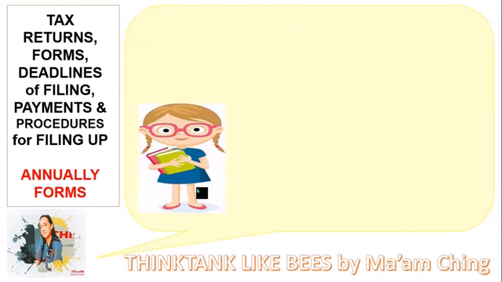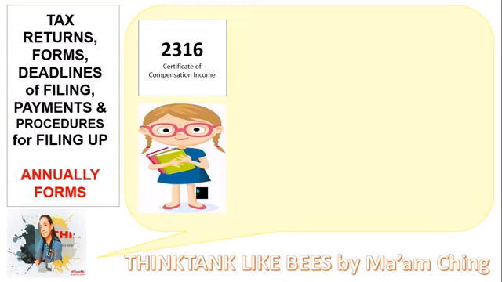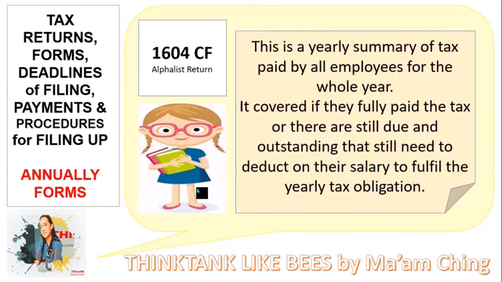For the annual forms, we have the 2316. The 2316 is important because it is the summary, or the certificate of compensation income, of the employees for the whole year. Then we have the 1604-CF, or Alphalist Return. This is a yearly summary of tax paid by all employees for the whole year. It covers whether they fully paid the tax or there is still an outstanding amount that needs to be deducted from their salary to fulfill the yearly tax obligation.